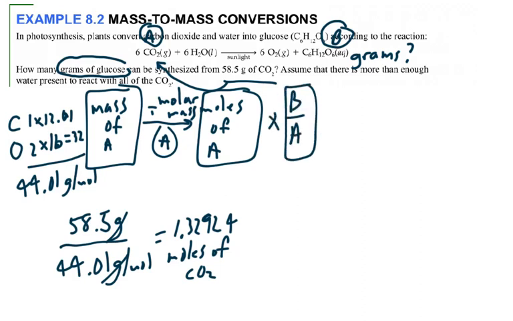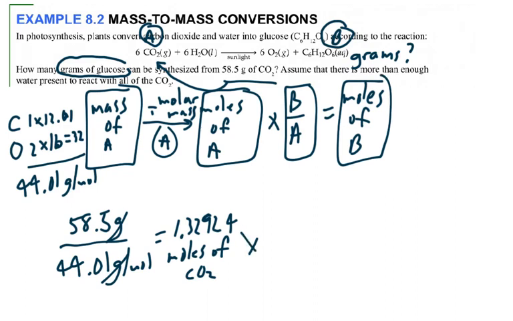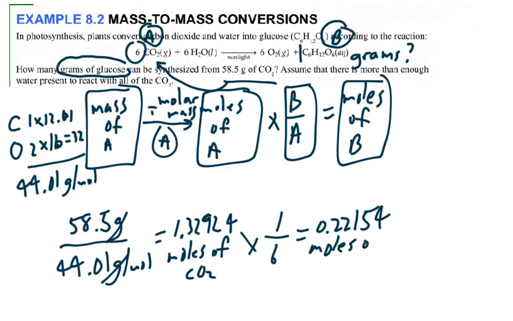Now we're going to multiply by the mole ratio so we can get moles of the unknown or moles of B. The mole ratio here, if you look at the coefficient of B, it's 1. The coefficient of A is 6. So the mole ratio is 1 over 6. So if you divide that number by 6, you get 0.22154. And there's more numbers. That's plenty. That's moles of the unknown, which is glucose.